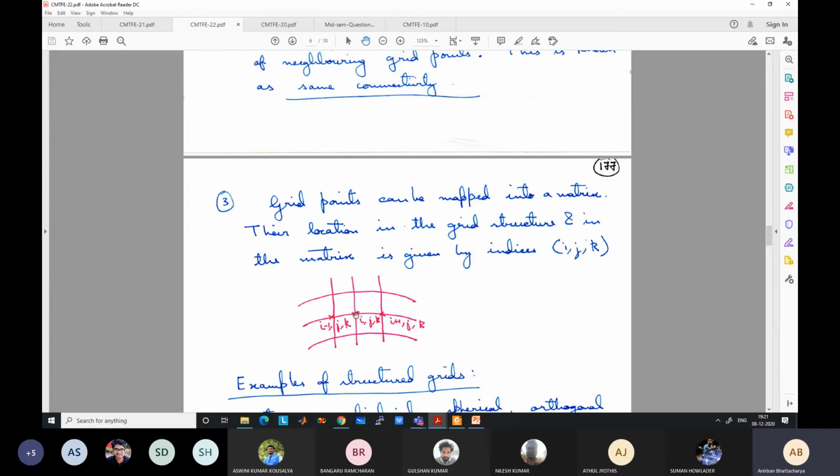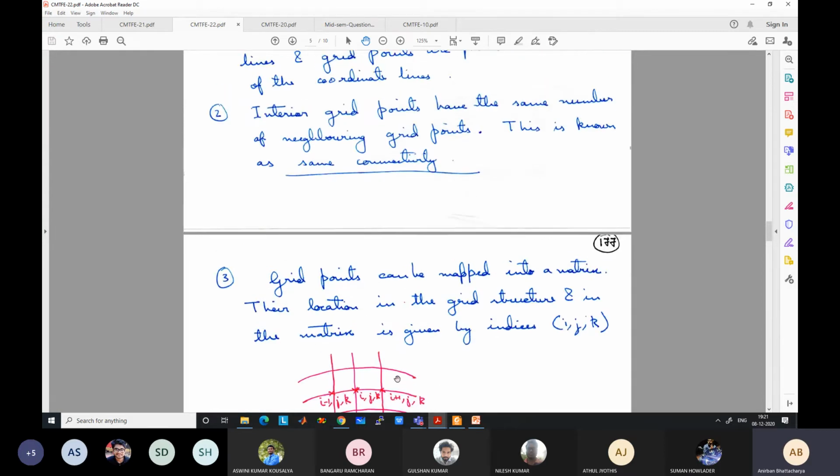Now the next grid point will also have the same number of neighbors: east, west, north, south, or if it is 3D, east, west, north, south, top, bottom. So 6 or 4, depending on whether it's a 1D, 2D or 3D problem. So the number of neighboring grid points is fixed for each of these grid points. This also has the same number of neighbors. This is a very important point from the point of view of discretization. You may wonder why it is so important.